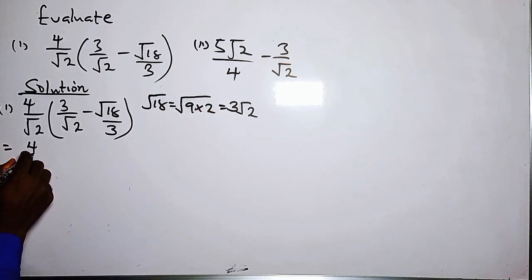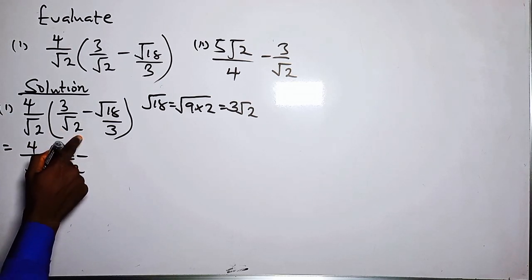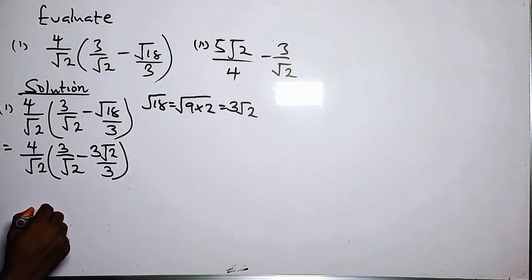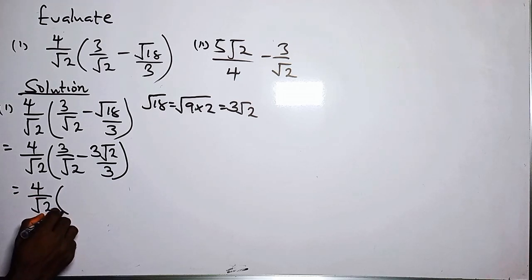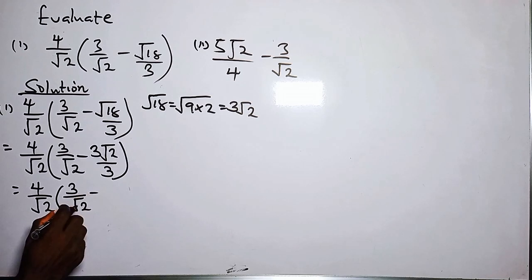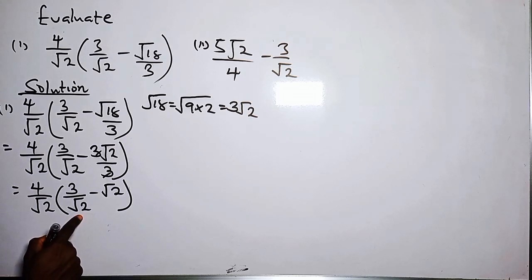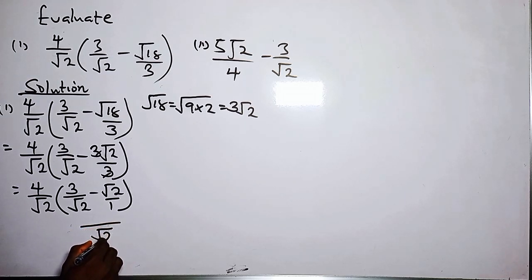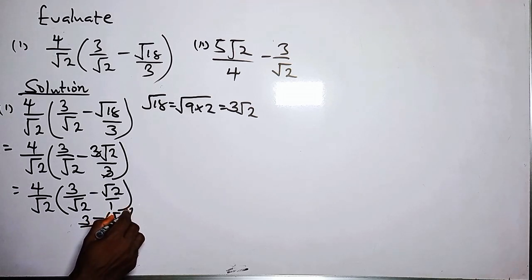So here we have 4 over root 2 into 3 over root 2 minus, so let us replace this with this, we have 3 root 2 over 3. When we look at the brackets, we can simplify further. We have 4 over root 2, 3 over root 2, minus, so 3 cancels 3, we have root 2. From here, we can work with the brackets by looking for the LCM. So when we do that, 1 multiplied by 3 is 3, minus, when we divide, we have root 2, multiplied by this, we have root 2 squared.